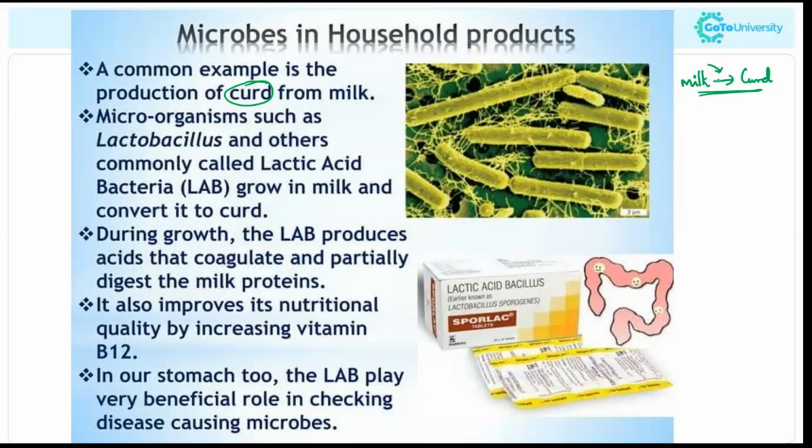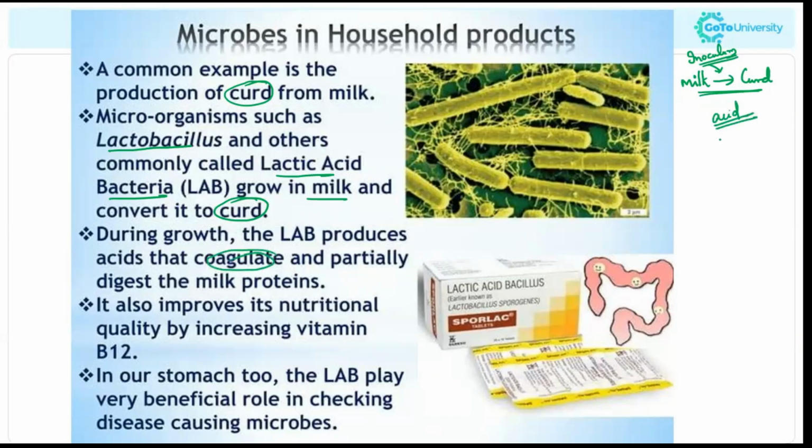So these microorganisms such as lactobacillus and others, commonly called the lactic acid bacteria, LAB, grow in milk and convert it into curd. So it is a bacteria which converts milk into curd. What I mentioned about inoculum refers to these organisms actually. During the growth, the LAB produces acid. Why is milk converted to curd? Because of the production of acid, which coagulates and partially digests the milk protein.